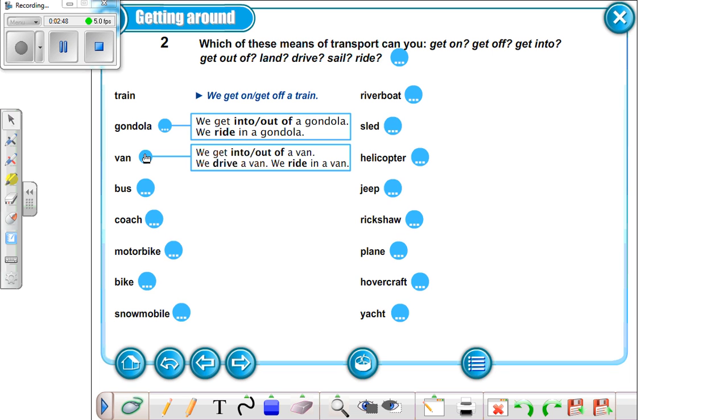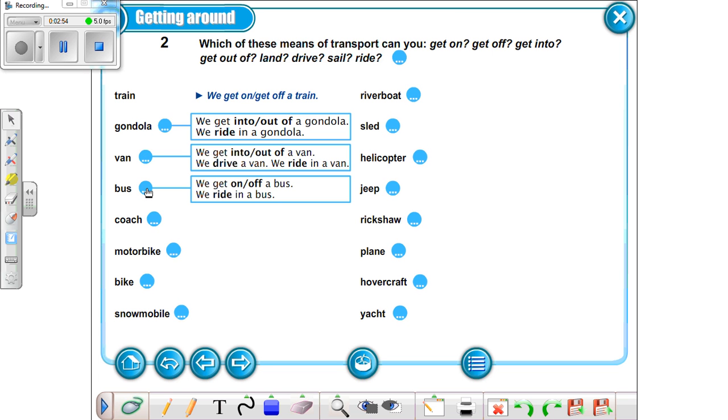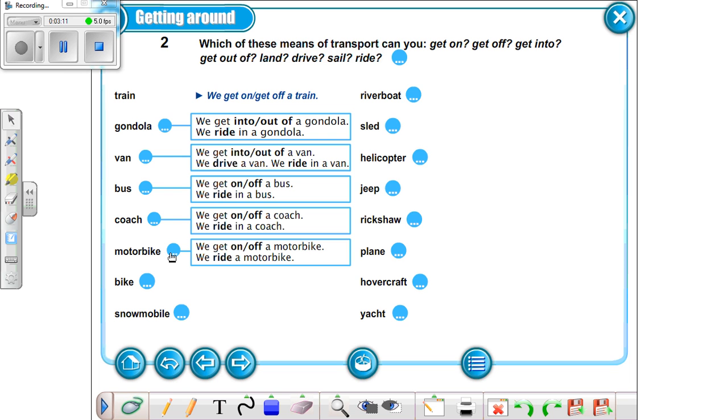Bus, we get on or off a bus. We ride in a bus. Coach, we get on or off a coach. We ride in a coach. Motorbike, we ride a motorbike. What about the bike? Okay, the bike, we can get on or off a bike and we ride a bike, exactly like the motorbike. Snowmobile, we get on or off a snowmobile. We drive a snowmobile, we ride a snowmobile.